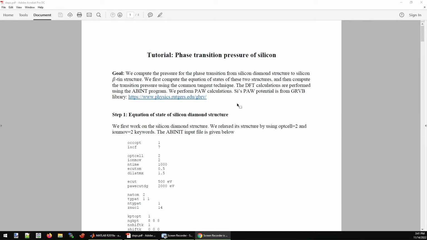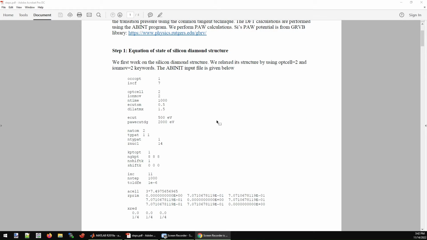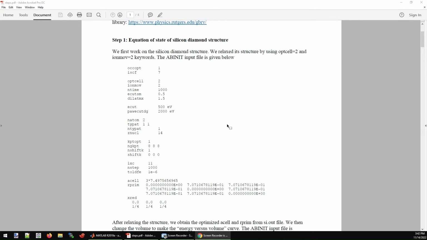Today, we are going to talk about how to perform DFT simulation to calculate the phase transition pressure of silicon. We are going to compute the pressure between the silicon diamond structure and the beta tin structure. We are going to use the Abinit DFT program to do the simulation, and the PAW datasets are coming from the GBRV website. So first of all, we try to find the equilibrium lattice parameter for a silicon diamond structure.